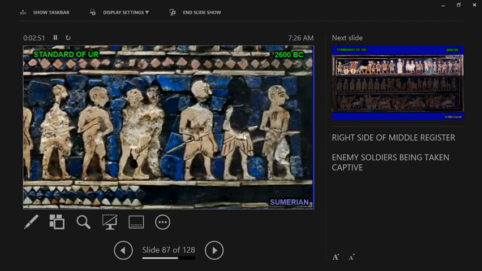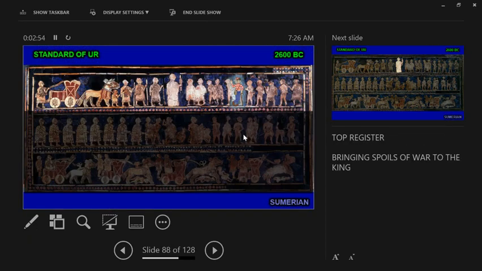All right, so let's go back up to the top register. On the top register, over on the left side, we have a chariot being pulled by either horses or donkeys. And then we have, these don't quite look like soldiers anymore, so I think these are priests. And here we have a tall guy, and then some more. And then over on this side are the enemy soldiers being presented before the king.